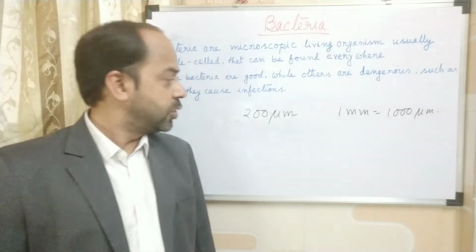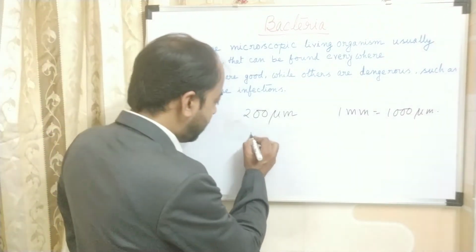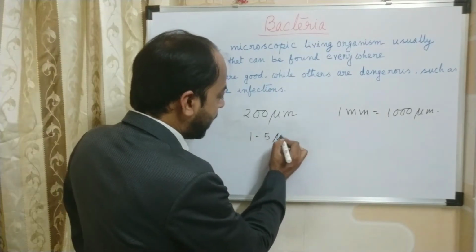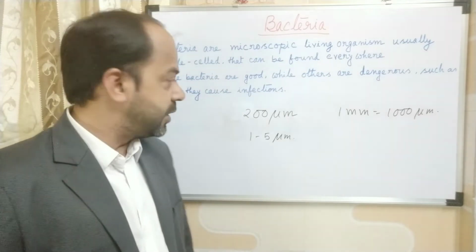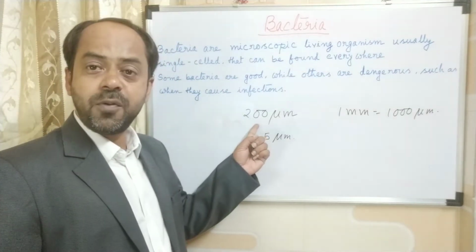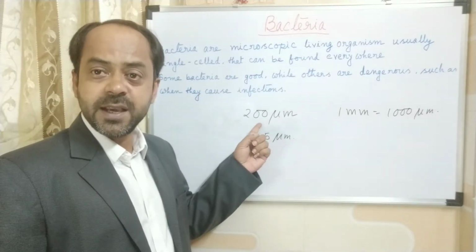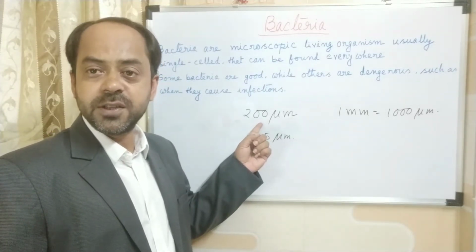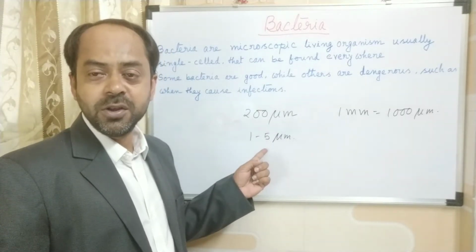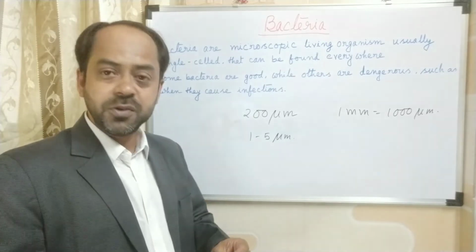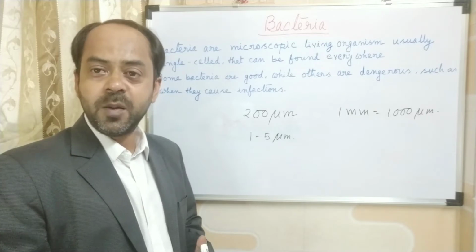So what is the bacteria size? Can you imagine? Bacteria size ranges from 1 to 5 micron or micrometer. So now you can understand, the human eye can see objects up to 200 micrometer, and bacteria size is 1 to 5 micrometer. So it is not possible to see bacteria through naked eyes. It can be seen only under a microscope.